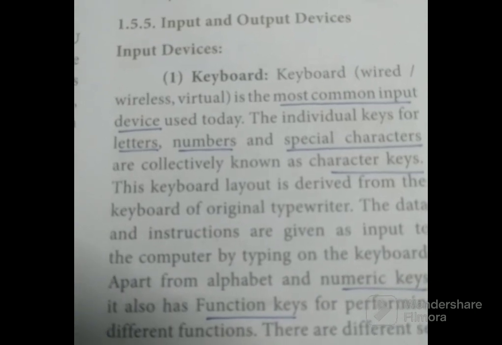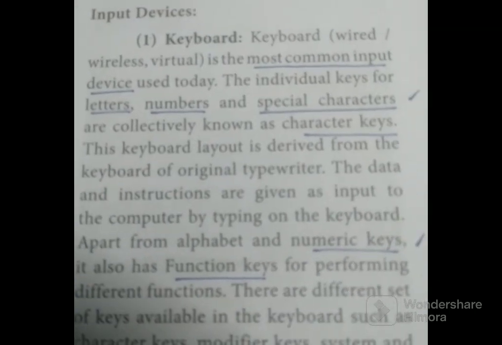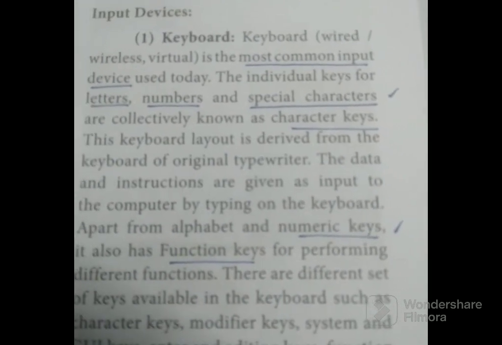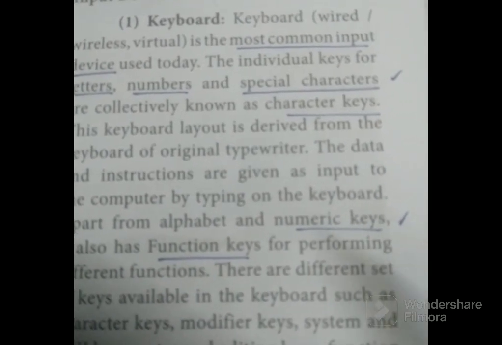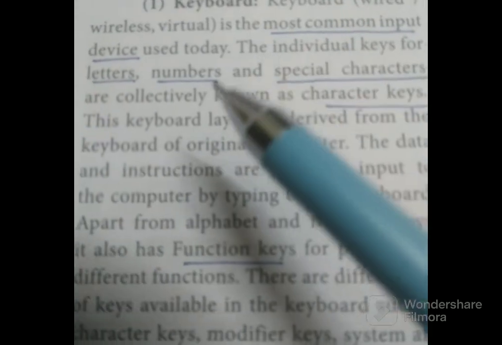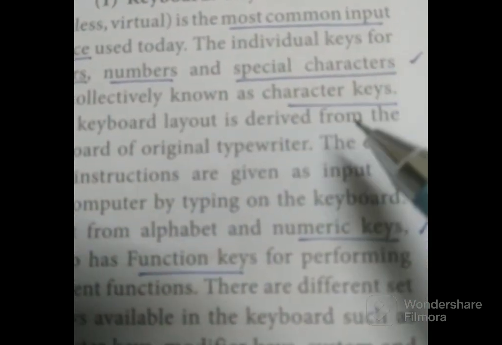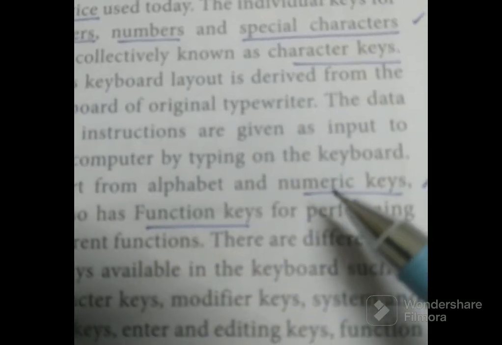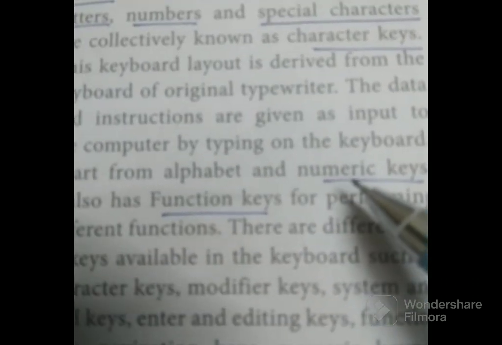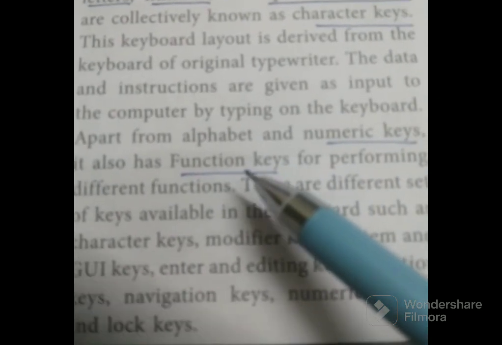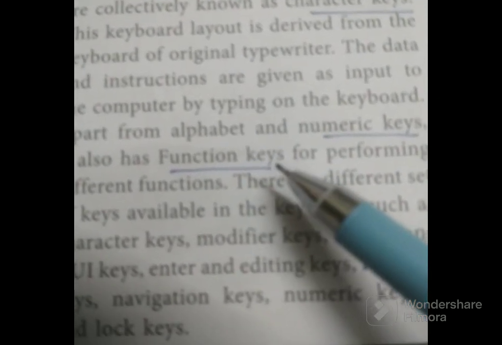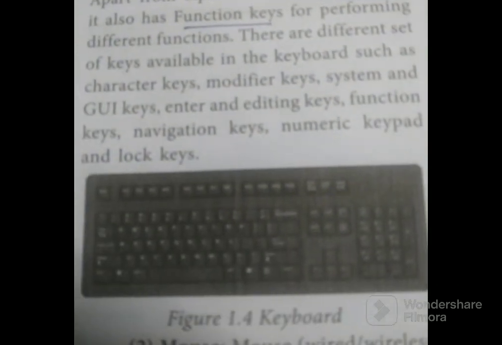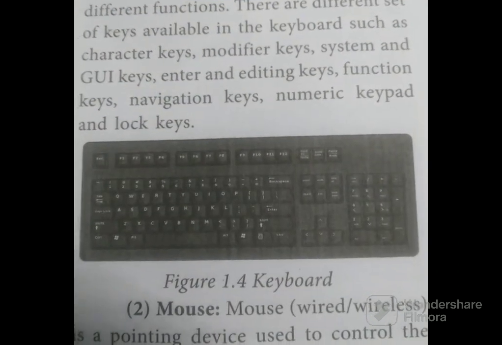Now let's see few input devices. The first one is keyboard. This is the most common input device. Letters, numbers, special characters together called as character keys. Then 0 to 9, that is numeric keys. Apart from that, functional keys F1, F2, like that. Few functional keys are available. And this is the diagram of the keyboard.